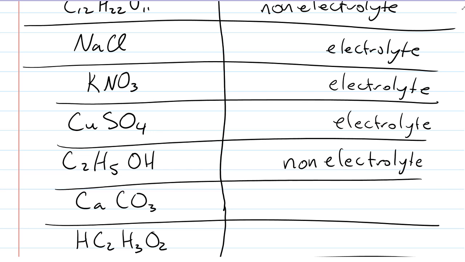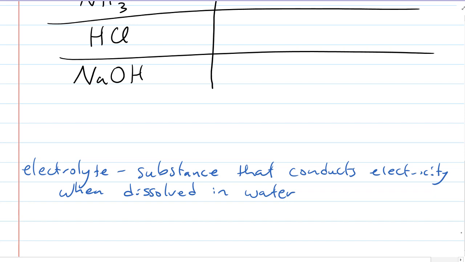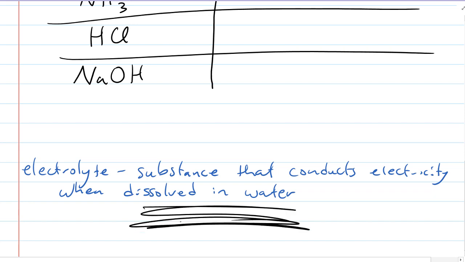Now, this is where sometimes students go a little bit astray with this, because we've just established that ionic compounds are electrolytes, but there's a little caveat to that. They have to be dissolved in water. If you go back to your definition, the definition says an electrolyte is a substance that conducts electricity when dissolved in water. And if it doesn't dissolve in water, it can't be an electrolyte.